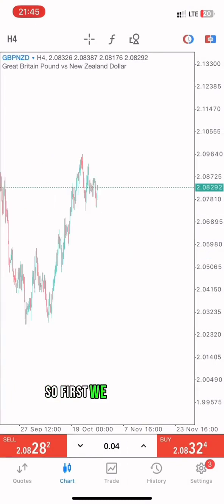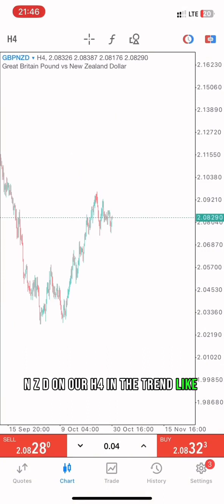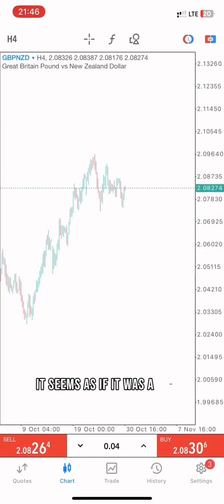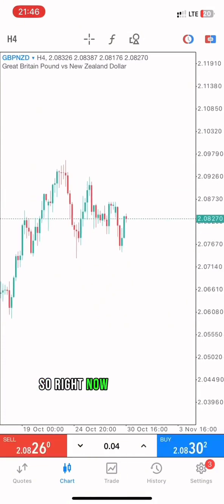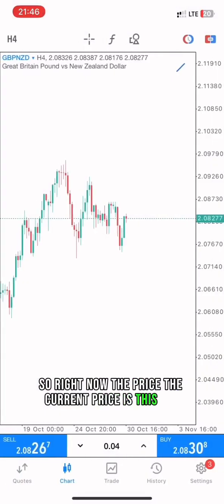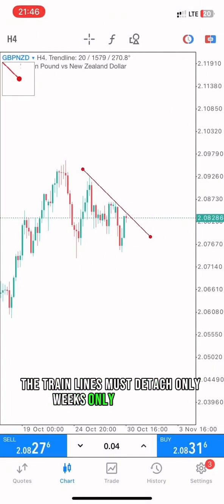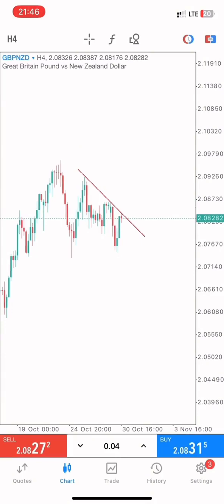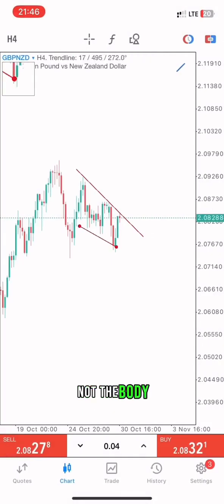So first, we have GBP NZD on our H4 in the trend like this. It seems as if it was a downtrend and then became an uptrend. So right now, the current price is this one. The first thing is to draw trend lines. The trend lines must touch only wicks, only the wicks. Only the wicks are to be touched for it to be accurate, not the body.